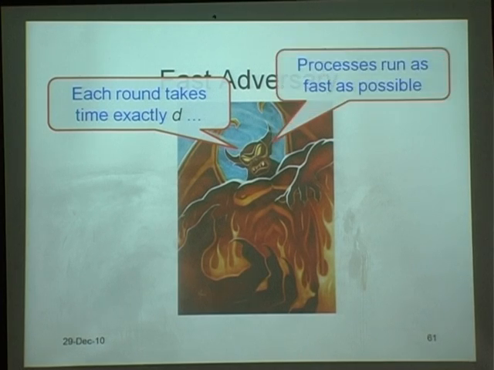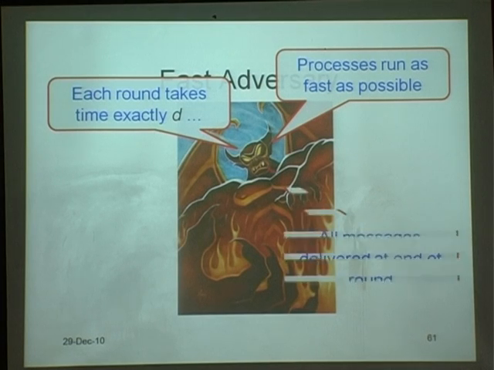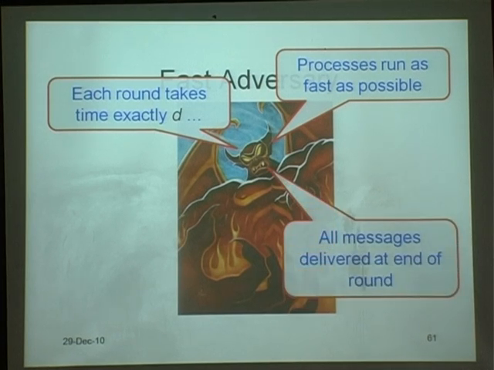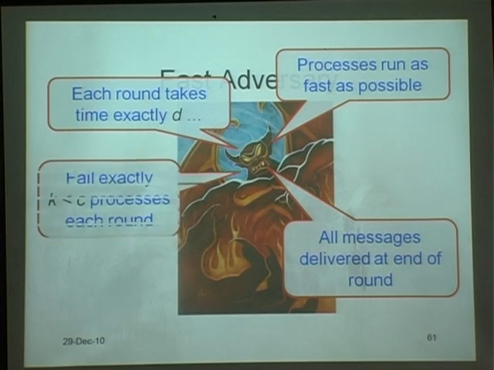Each round is going to take a time exactly d, and we're going to run processes as fast as we can. What happens, though, is that we're going to delay messages until the end of a round. So processes are going to take steps. They're going to send messages, but we're going to delay the messages till the end of the round and then deliver them all at once. And we're going to fail exactly k processes in each round. So here, too, we're going to try to postpone k-set agreement for as long as possible. We're going to try to keep the protocol complex as connected as possible.